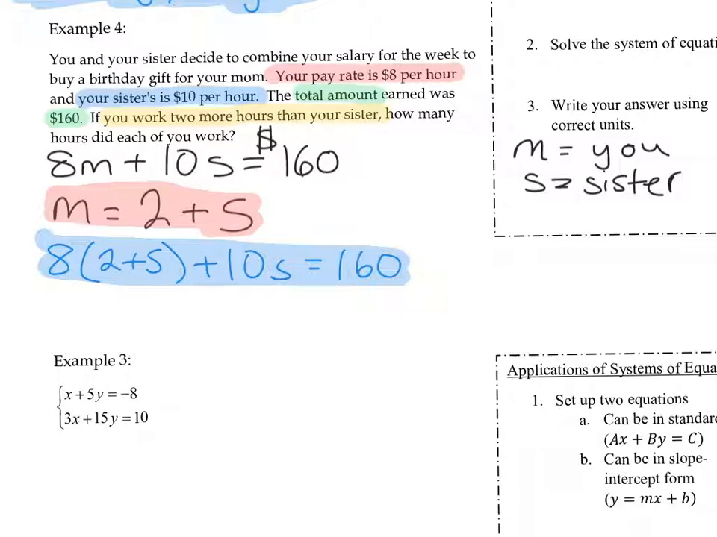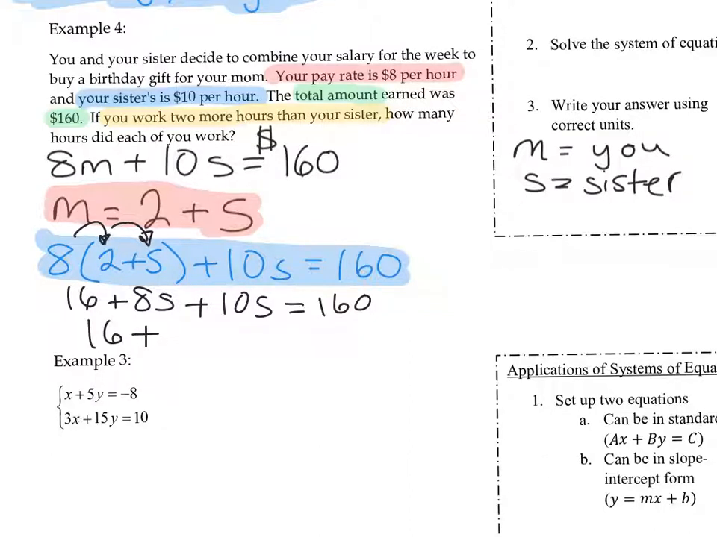Now I'm going to distribute my 8 into the parentheses. So I have 8 times 2, that's 16. 8 times S is 8S. And then I have my 10S equals 160. Now I can combine like terms: 8S plus 10S gives me 18S, so 16 plus 18S equals 160. Now I'm going to subtract that 16 to the other side.